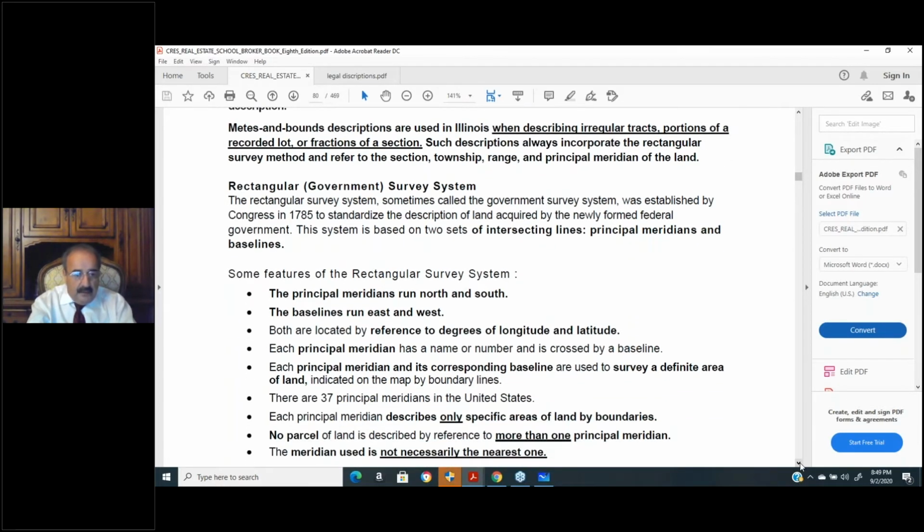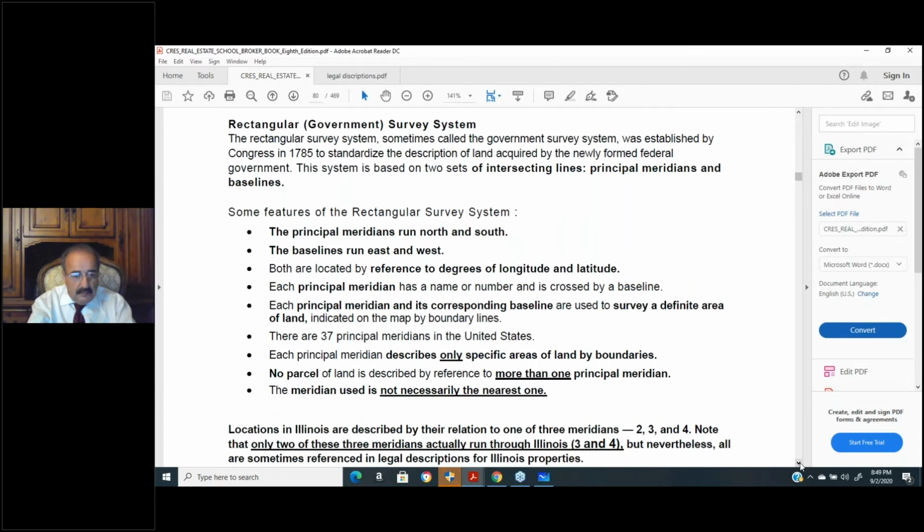Now, they go over these bullets right here. There's 2 sets of intersecting lines. The first bullet, you highlight, put X by. We have a principal meridian that runs north and south, and then we have baselines that run east and west. And these are in reference to what we call latitude and longitude lines, which are imaginary lines drawn throughout our planet.